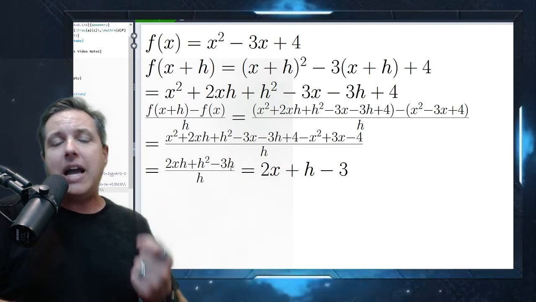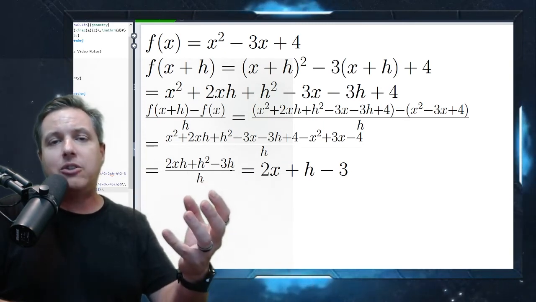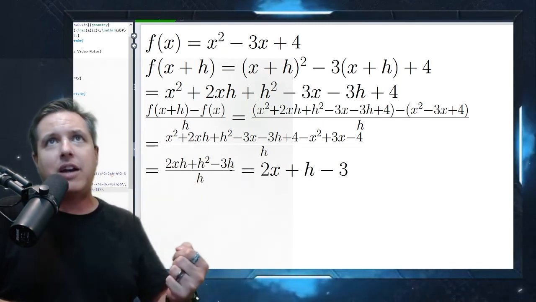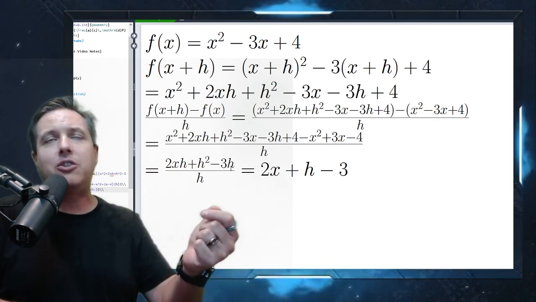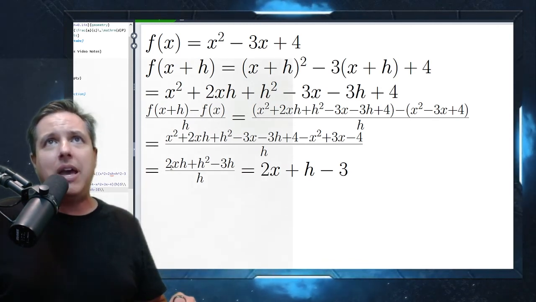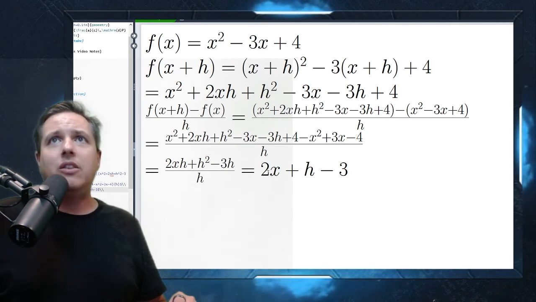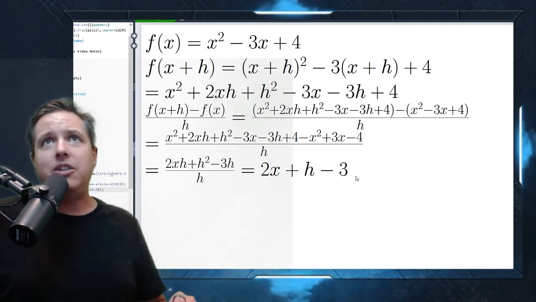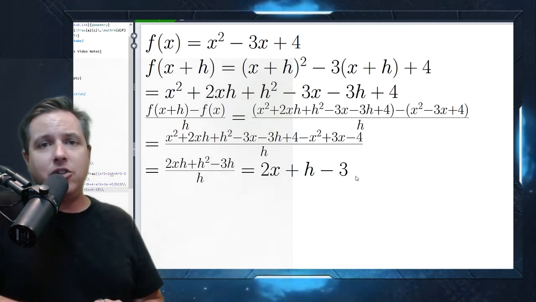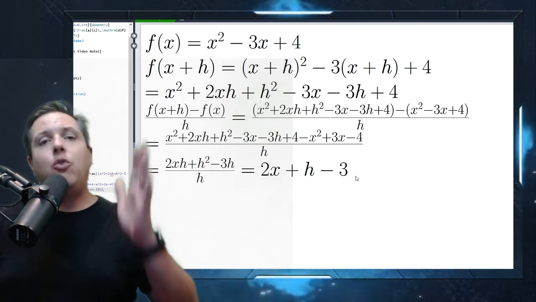Canceling is really dividing. We are dividing the top of the fraction by h. We are dividing the bottom of the fraction by h. Well, if you divide the top of the fraction by h, you have to take it out from everything. So everything loses an h. Okay? Doing that, the whole problem becomes 2x plus h minus 3, and that is your simplified difference quotient. That's all we do with it for now.